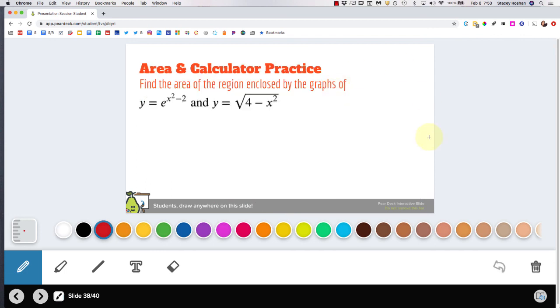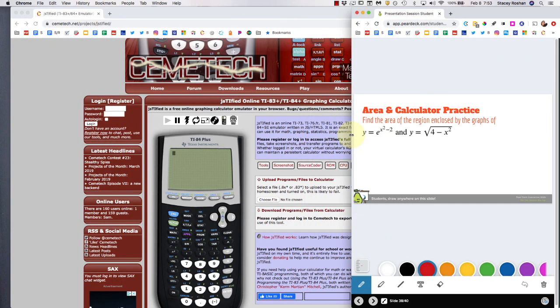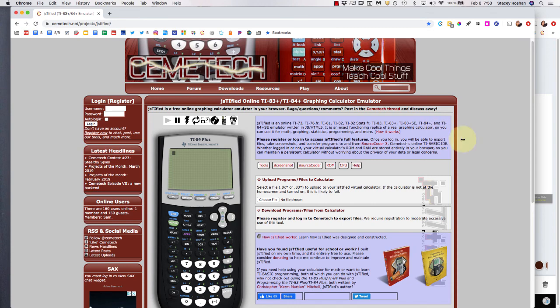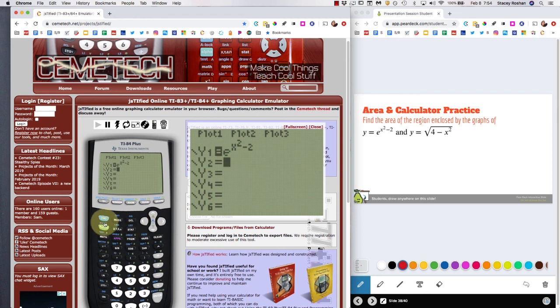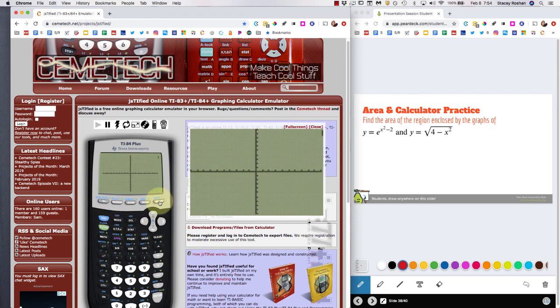Okay, our last problem before you get into a little bit of reflection is going to be a calculator problem. So I want you to find the area enclosed by these two regions, and I really, really want you to use just your calculator to do this problem. So I'm going to put the problem right here and my calculator right here. So in y1, I'm going to go ahead and put in that e equation. And then in y2, I'm going to put the square root equation. And then I'm going to graph.